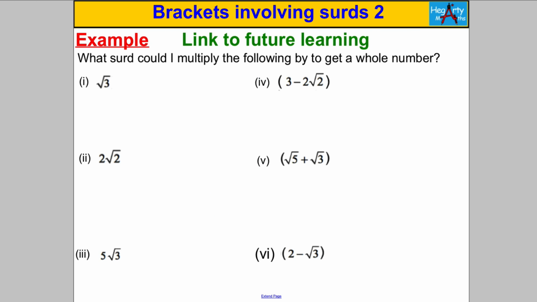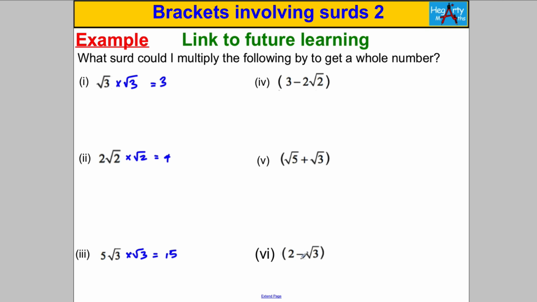So, going back to the question, what would I need to multiply root 3 by to get a whole number? Well, the easiest possible one to multiply it by would be root 3, because I know for sure that would get me 3. What about 2 root 2? Well, I could multiply it by 2 root 2 again, or I could just multiply it by a single root 2, because root 2 times root 2 is 2, and 2 times 2 is 4. That's the easiest one for me. What about this? Well, the easiest one would be root 3, because root 3 times root 3 is 3, 5 times 3 is 15.